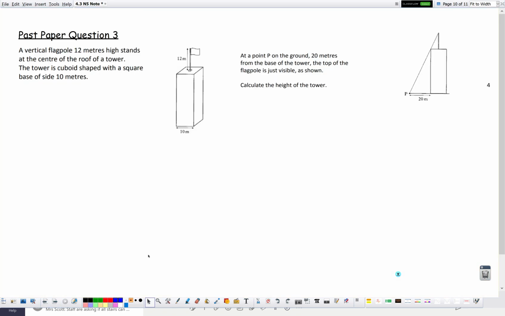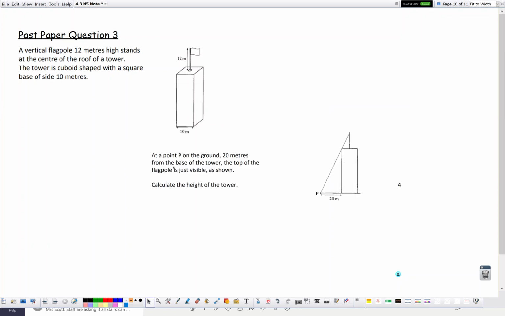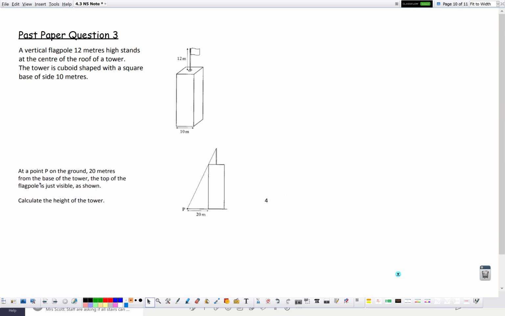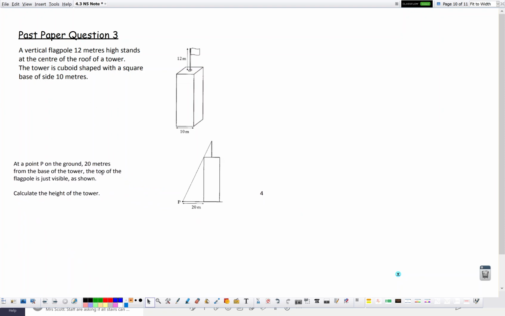So it looks like this. So a vertical flagpole that is 12 meters high stands at the center of the roof of a tower. So this actually used to be down here, but I moved it up to get out of the way. Just leave it down just now. So vertical flagpole, 12 meters high at the centre of the roof of a tower. That's important, centre. I'll tell you why in a wee second.